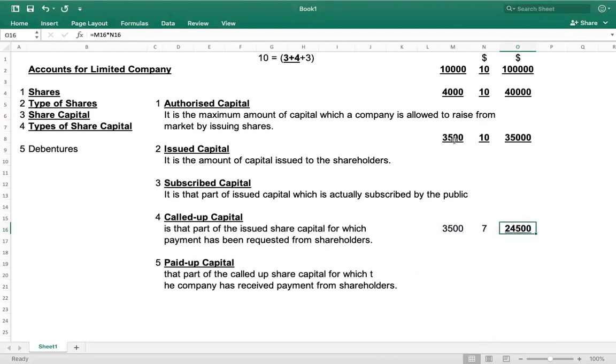They bought this many shares, so eventually they have to pay 35,000. But in the first year you have to pay only how much? 24,500. I hope you understood this. Read out the definition. Called-up capital is that part of the issued share capital for which payment has been requested from shareholders. The company has requested that for the shares you bought, in the first year you have to pay 2 installments, 3 plus 4, 7.